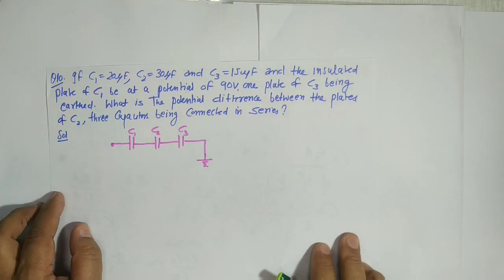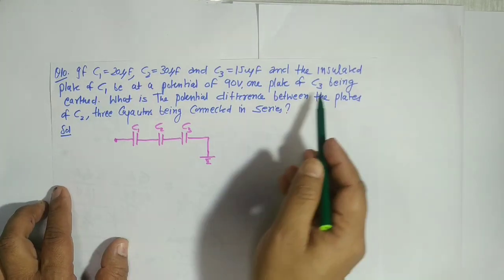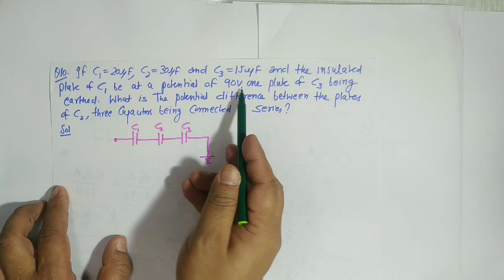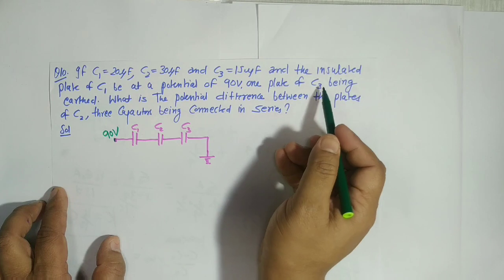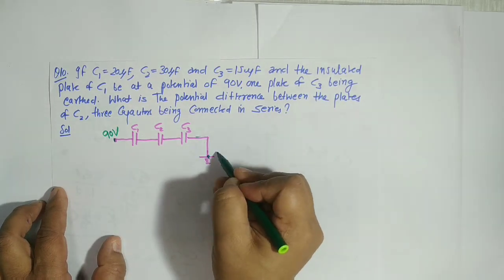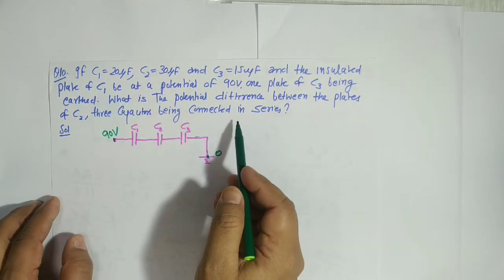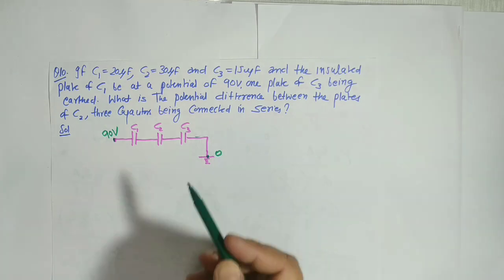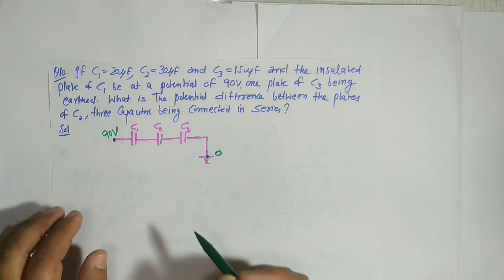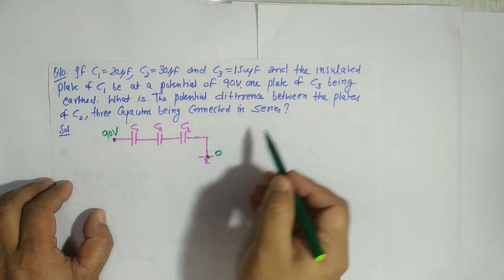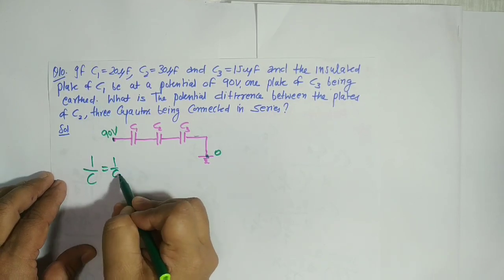And then the last question is question number 10. If C1, C2 and C3 are given and the insulated plate of C1 is at a potential of 90 volt, and one plate of C3 is earthed. If it is earthed, then it is 0 volt. So what is the potential difference between the plates of C2, as the three capacitors are connected in series? Now we all know that this end is at 90 volt, this is earthed. So C1, C2, C3. What is the series combination? I think all of you know.